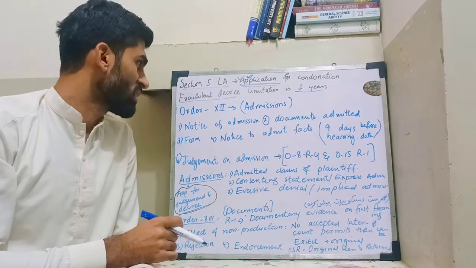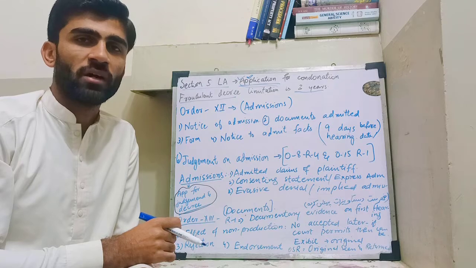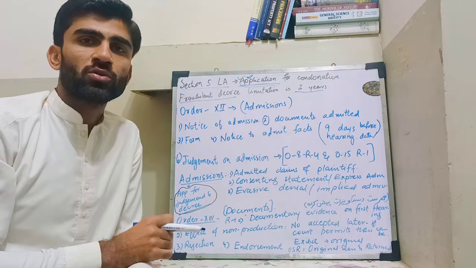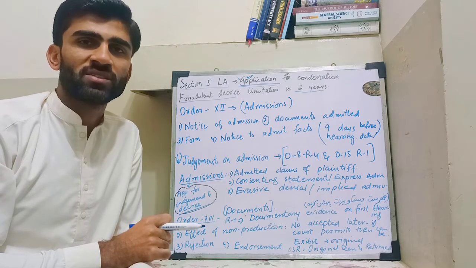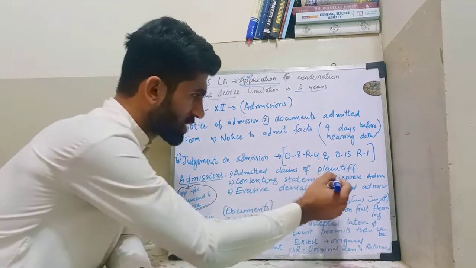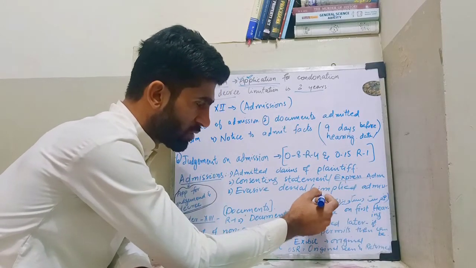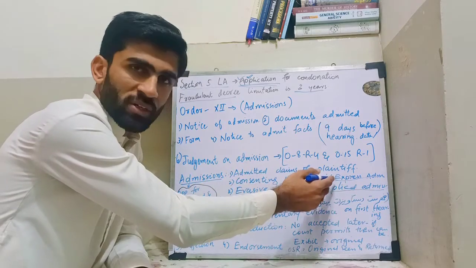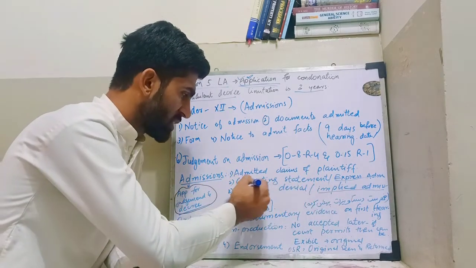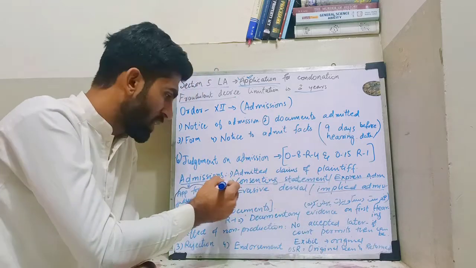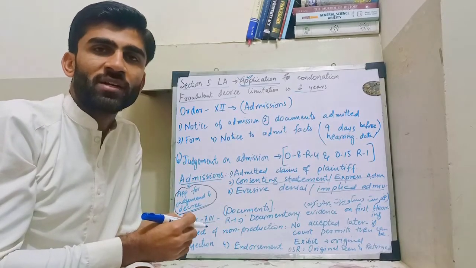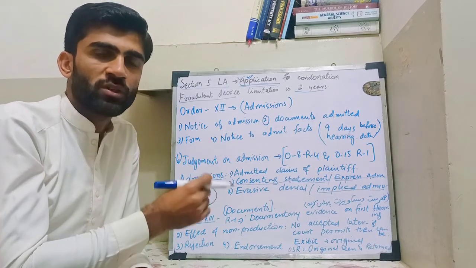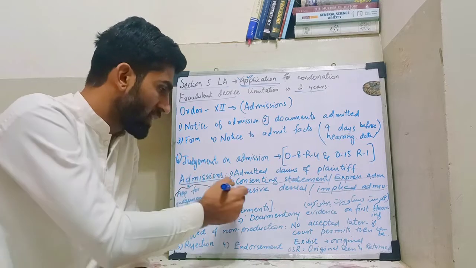After that, we will discuss Order 12, that is admissions. In the start, I told you admissions are of 2 types. First is direct, which amounts to express admission, and the other is indirect, which amounts to implied admission. What is direct or express admission? That is a consenting statement, where you admit the claims of the plaintiff in the written statement. Yes, para 1 of the plaintiff is admitted, para 2 is admitted, para 3 is admitted. But what is evasive denial?